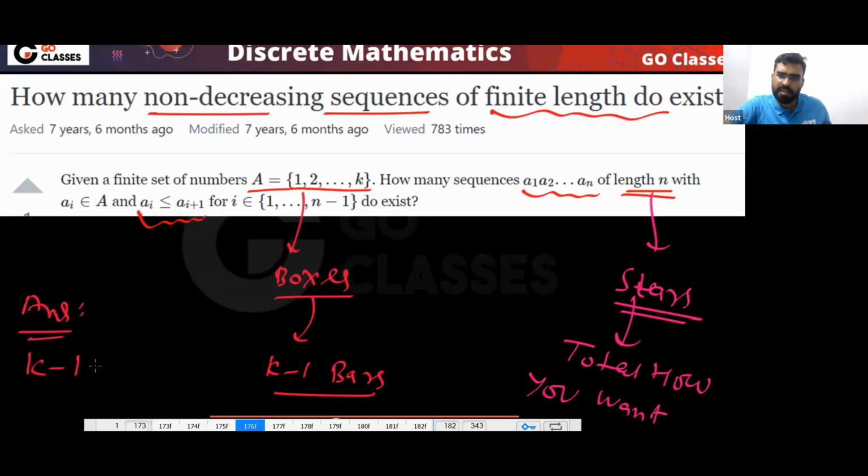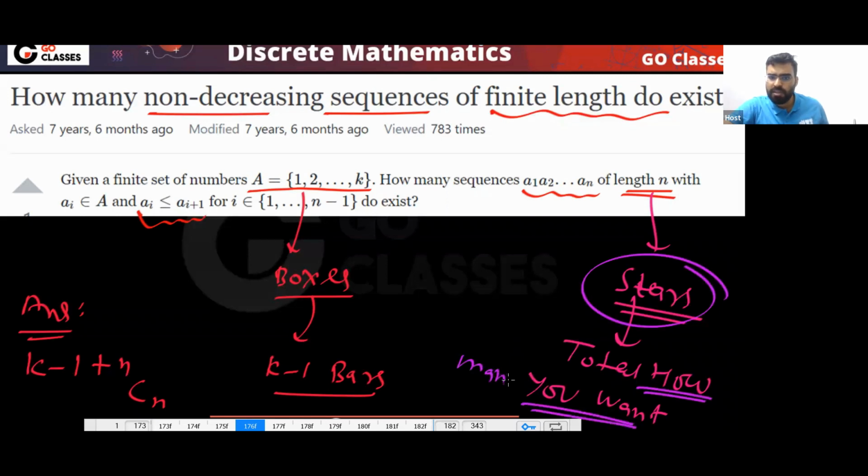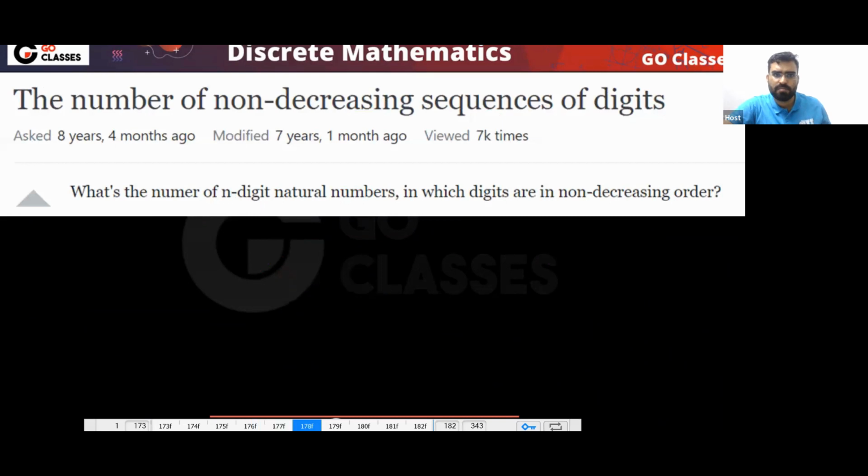The answer is K minus 1 plus N C N. So remember, stars mean the total how many you want. Whenever you want to find what the stars are, it is the total how many you want. And boxes mean from what you want. So there will be K minus 1 bars.